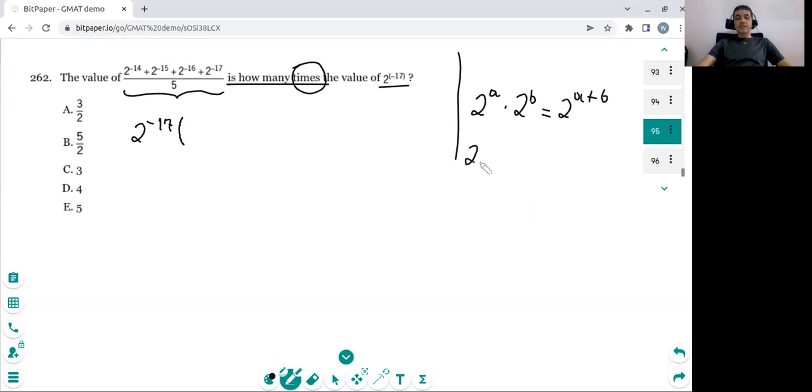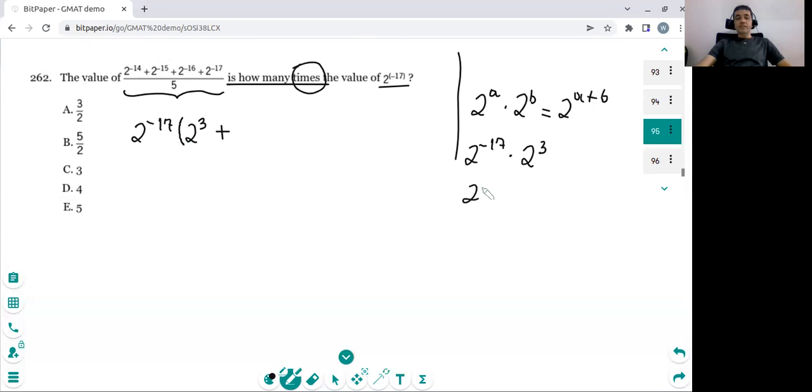As one of the exponents is negative 17, you multiply that by 2 to the power of what to make this negative 17 become negative 14? A 3, because negative 17 plus 3 is negative 14. So here you can multiply 2 to the power of negative 17 by 2 cubed. Plus. Next one. Now you have to get 2 to the power of negative 15. How can you do that?